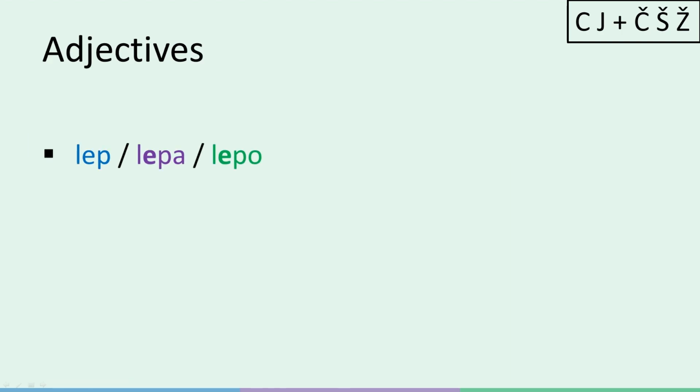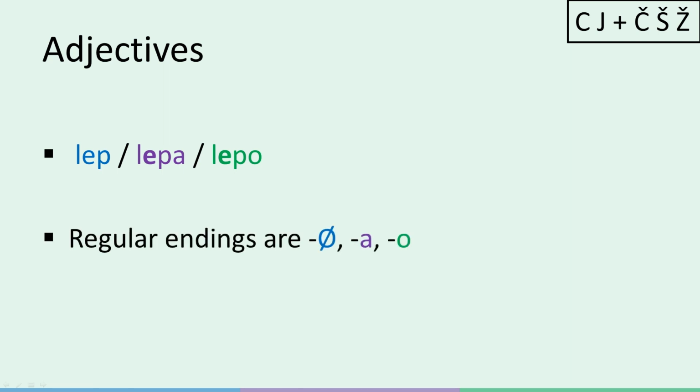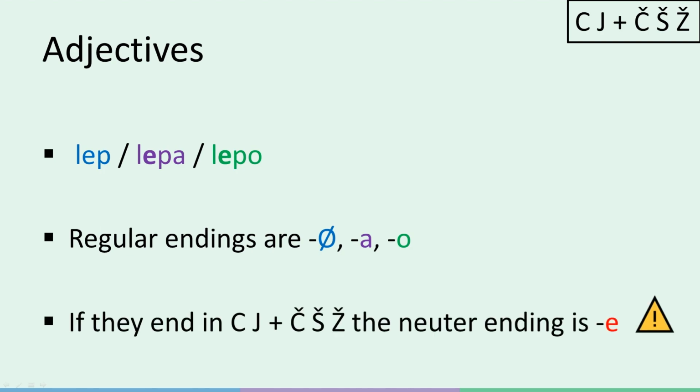With adjectives, we use the example of beautiful or lep, lepa, lepo. The regular endings are thus a 0 ending, A and O. The rule talks about O changing to E, so obviously the rule here will apply to neuter adjectives. Like we explained, the rule says that if the adjective ends in CJ or ch, sh, ž, the neuter ending changes from O to E. Let's have a look at some colors in Slovene to show what we mean.